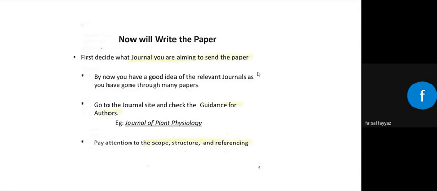By now you have a good idea of the relevant journal, as you have gone through many papers. Go to the journal site and check the guidance for authors, for example, Journal of Plant Physiology. In this way, you can find out complete details of that journal, what kind of ranking it has, and what the parameters of checking are.